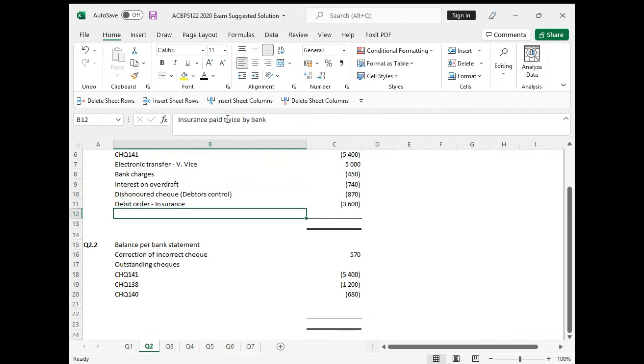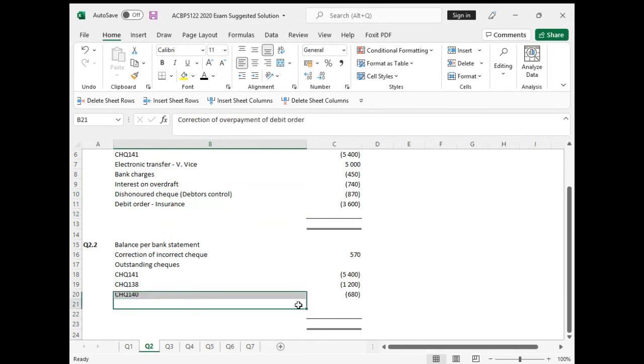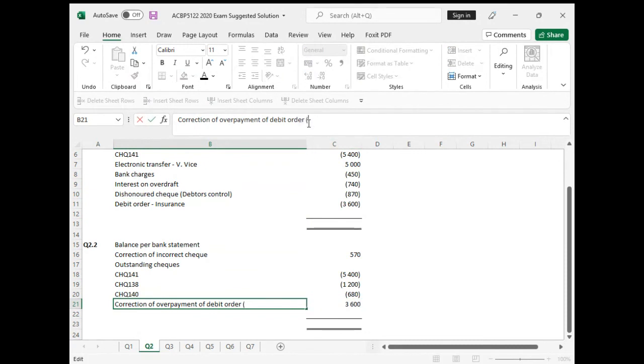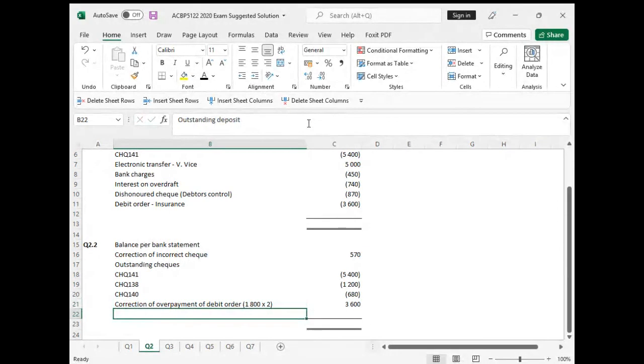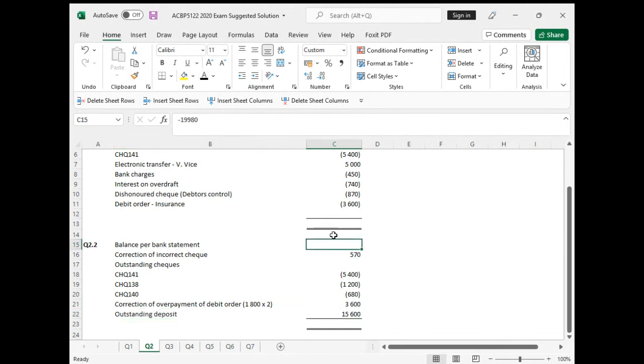Okay. Then 2.10 is the error that the bank has made. That would be on your bank reconciliation. I'm just going to type in here, it's the 1,800 times 2, because that error was made for 2 months to give you the 3,600. And that would positively affect your bank reconciliation. Then 2.11 is the outstanding deposits that you need to show on your bank reconciliation of 15,600. And they told us the bank statement balance is unfavorable for 19,980.